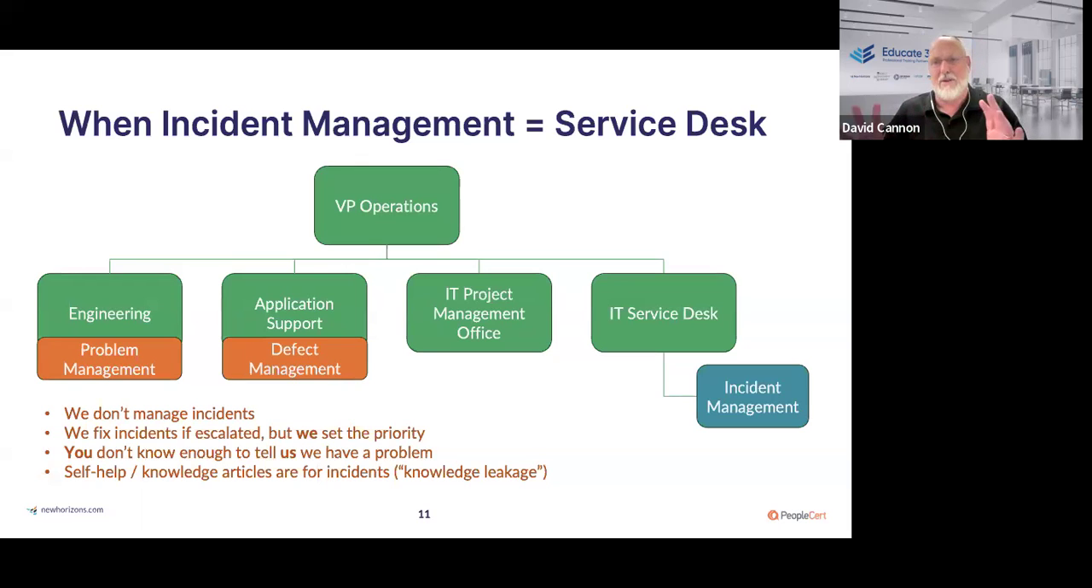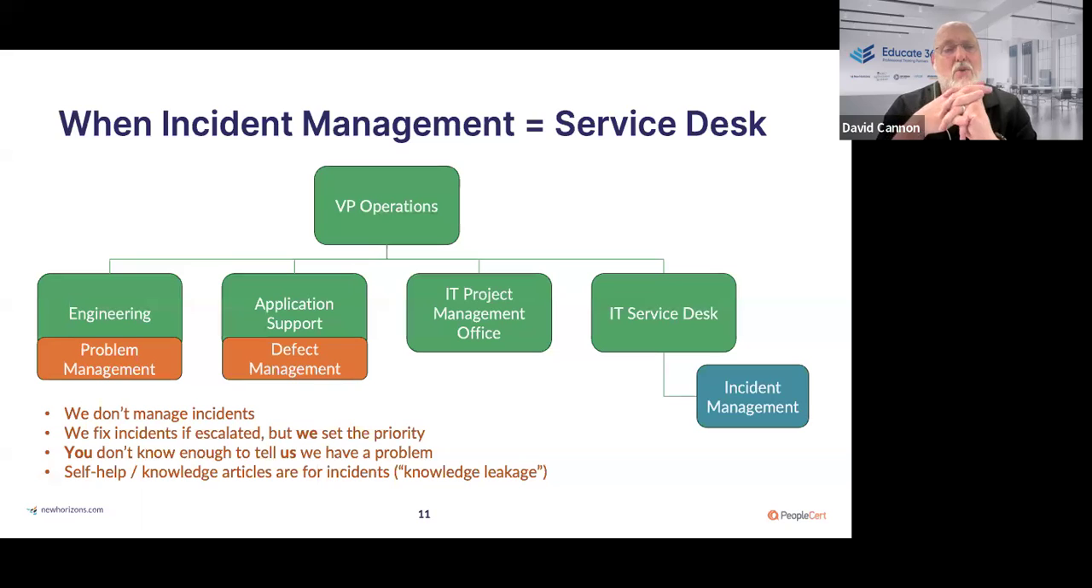This is that negative aspect of tiering. That's not what tiering is for. People in tier one often know more about what is going on than the people in tier three because they're close to where the action is happening in the business. So that statement, and I've heard it so many times, I'm sure you have as well: you don't know enough to tell us we have a problem. It could not be further from the truth. That attitude has got to be changed very quickly.